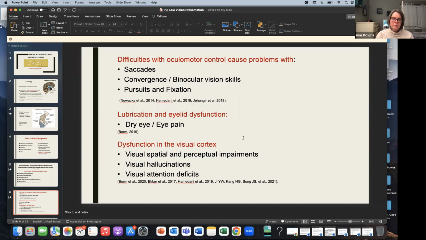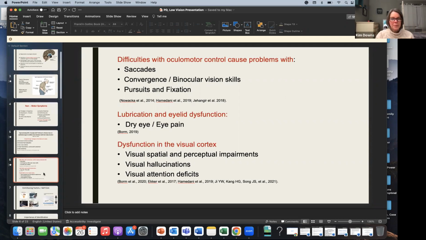And then another thing that can happen is as the dopamine levels change, we can have dysfunction in the visual cortex, which can lead to visual, spatial, and perceptual impairments, visual hallucination, and changes in visual attention. Also look at the changes in visual attention as kind of buddies with the changes in ocular motor control, which we'll talk about a little bit more as we go on.